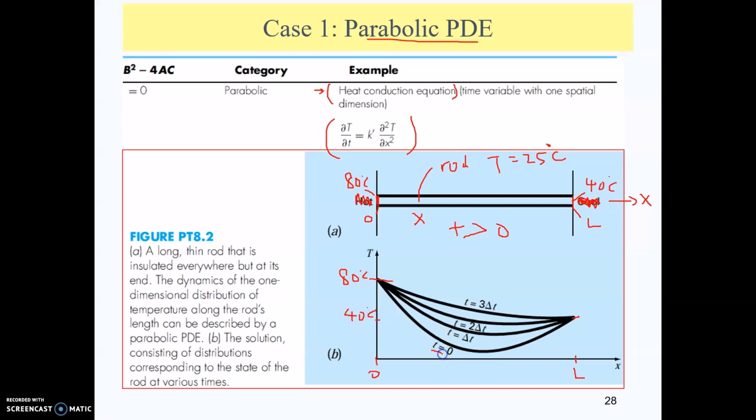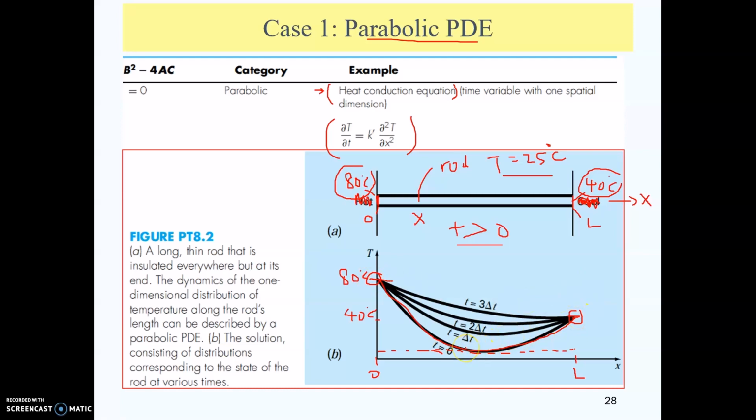At t equal to 0, your temperature is 25 before you apply the boundary condition where you put the temperature 80 degrees Celsius and 40 degrees Celsius on both ends. So immediately after you apply this boundary condition at t greater than 0, you have the temperature curve like this initially. Since you apply the heat source at both ends here, the temperature here remains the same, 80 degrees Celsius and 40 degrees Celsius, over time. So it doesn't change with respect to time. It just remains at 80 and 40.